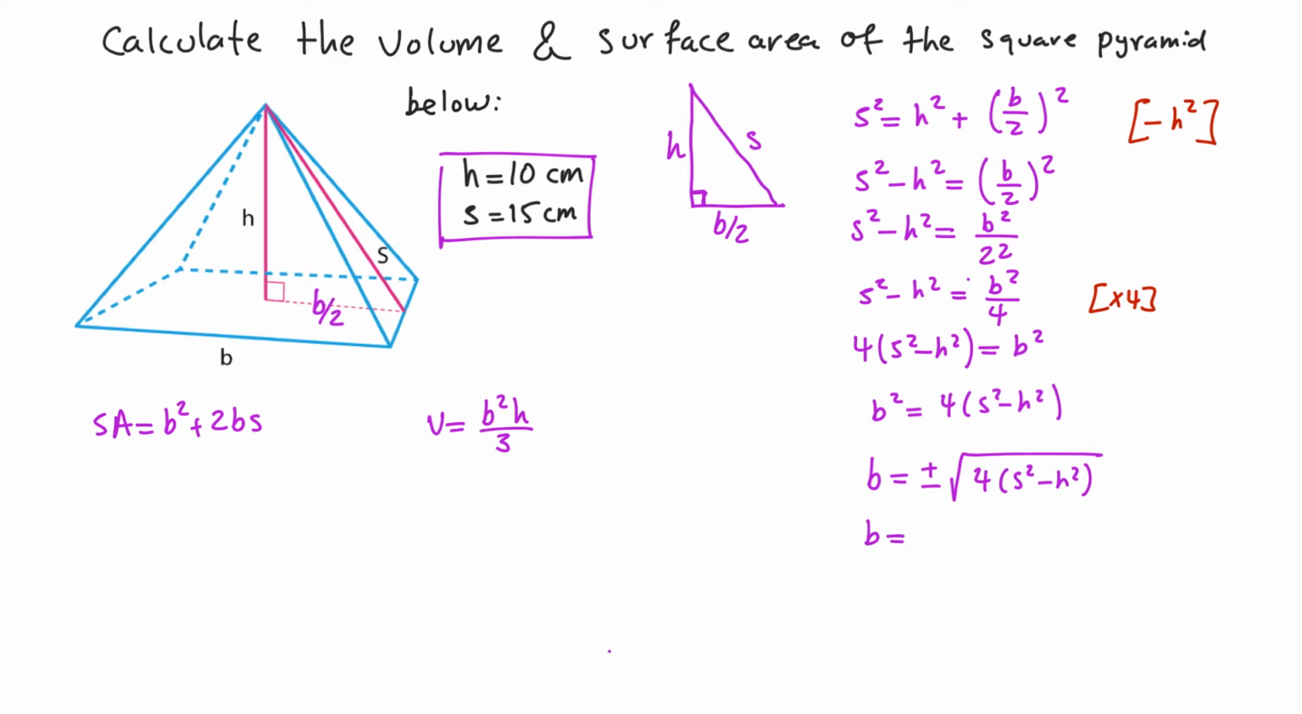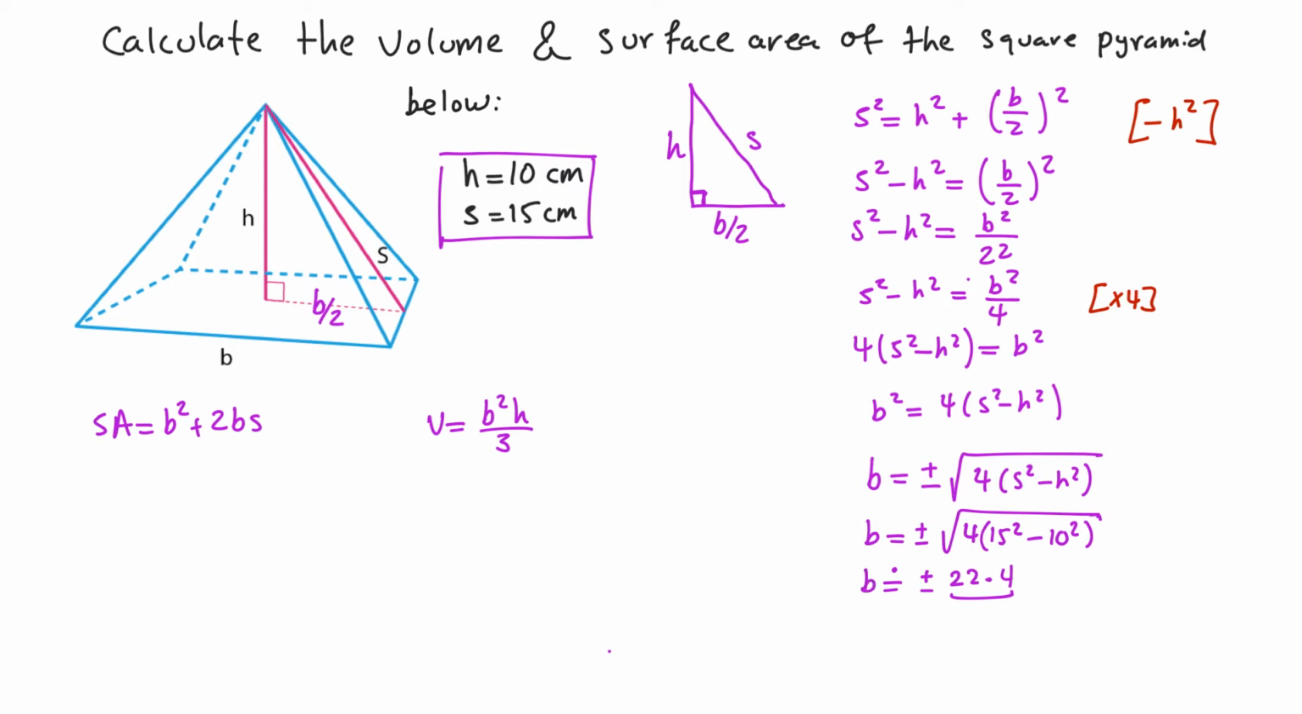Now b will become plus or minus the square root of 4 times my s value, which is 15 squared, minus my h value, which is 10 squared. If I plug this into my calculator with the proper method, I should get approximately plus or minus 22.4 as my answer, which is 3 significant figures. It's actually 22.3607, and the decimals continue with many more significant figures. I'm just going to include 3 of them.